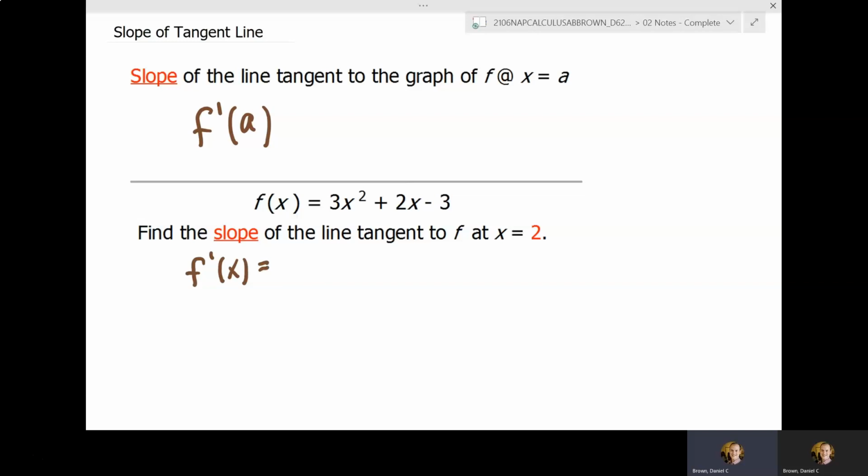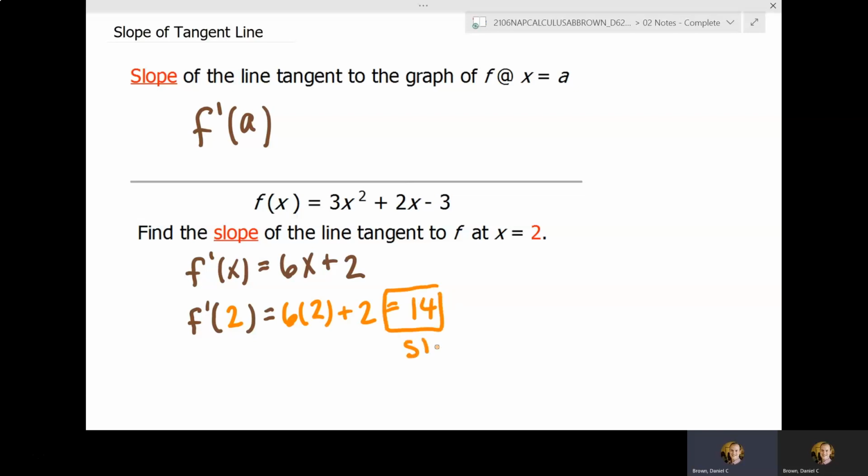So the derivative of 3x squared is 6x. The derivative of 2x is 2. 3 is a constant, so it goes to 0. And then we want to find the derivative at 2 because we know the derivative is the slope of the tangent line. So we have 6 times 2 plus 2, which gives me 14. Again, that would be the slope of the tangent at x is equal to 2. So that's the first part of what we're going to do.